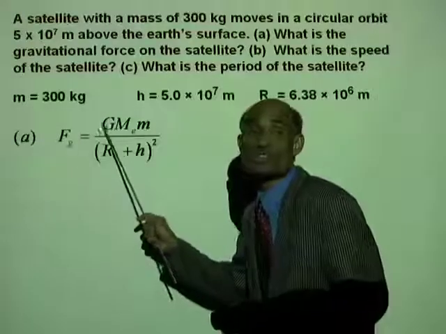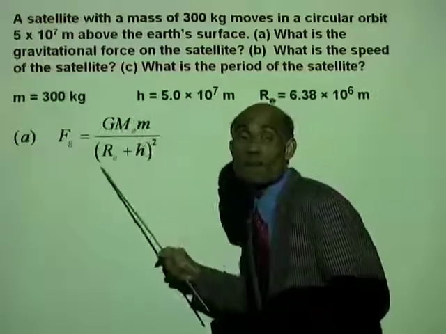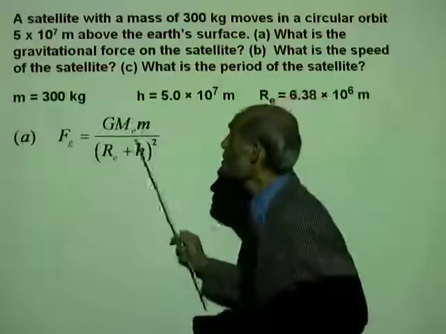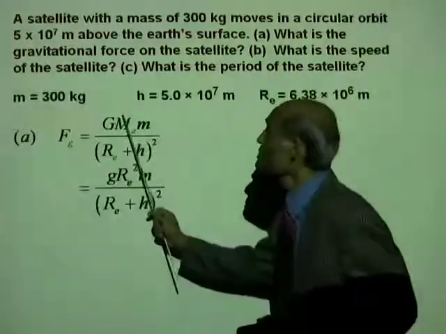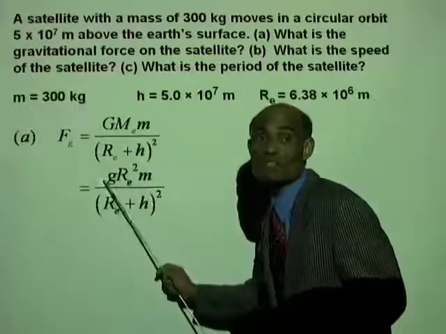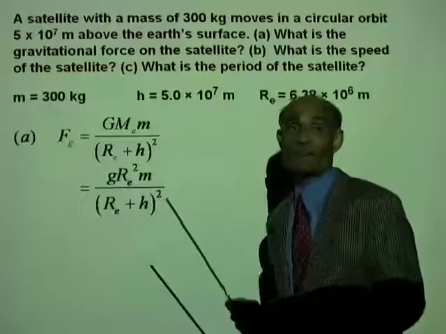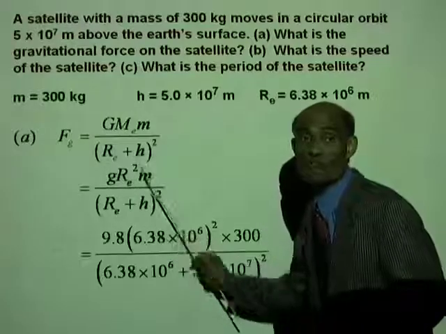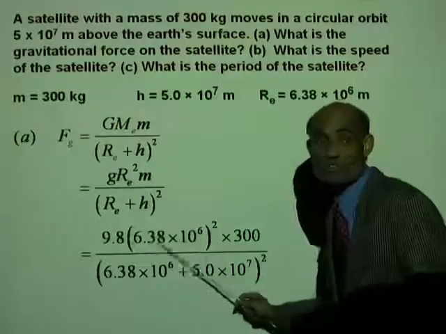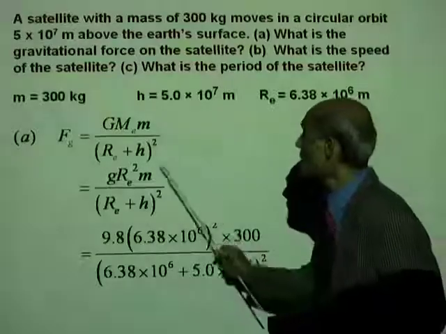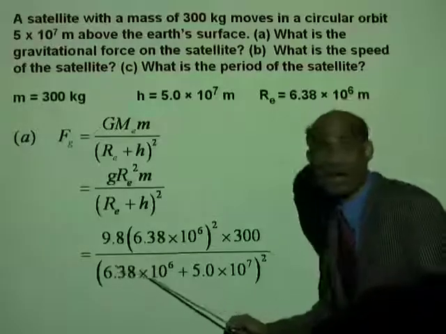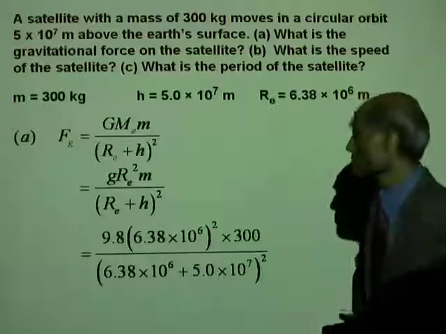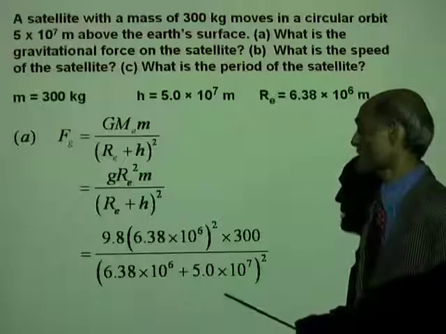Gravitational force is G M E m divided by R E plus h, all squared. And all you need to do is put in those values. And G M E can be replaced by small g R E squared. And now you have g is 9.8, R E squared, 6.38 times 10 to the 6th squared, times mass, 300, over R E plus h, all squared. And again, put that in the calculator and solve it.